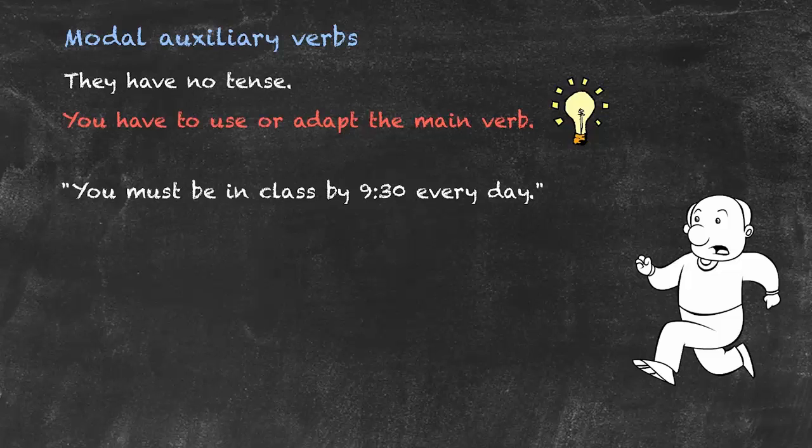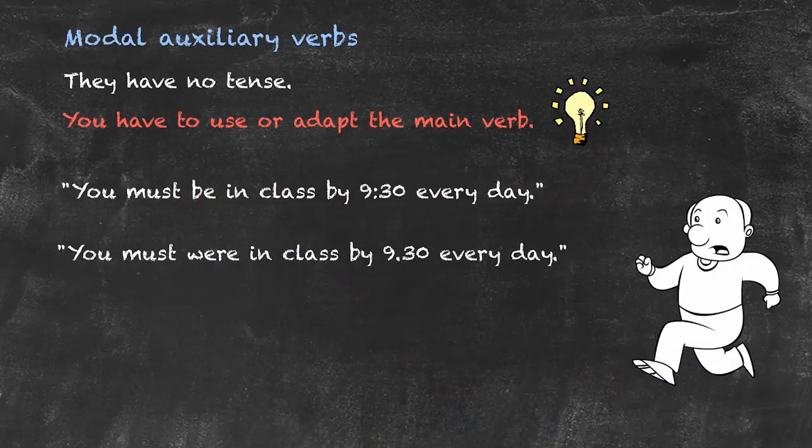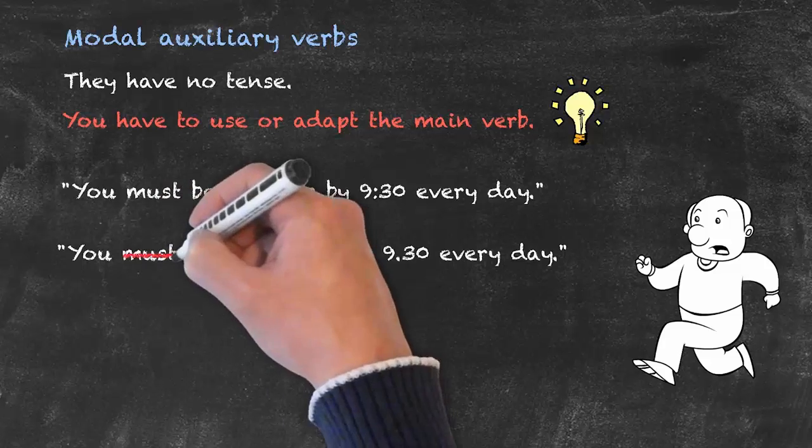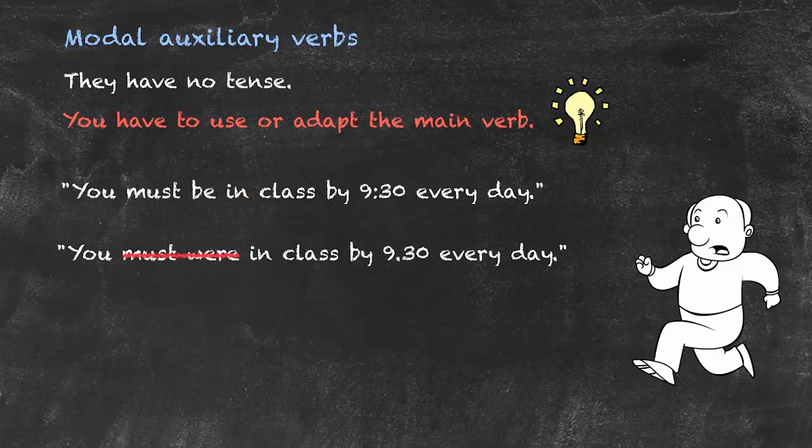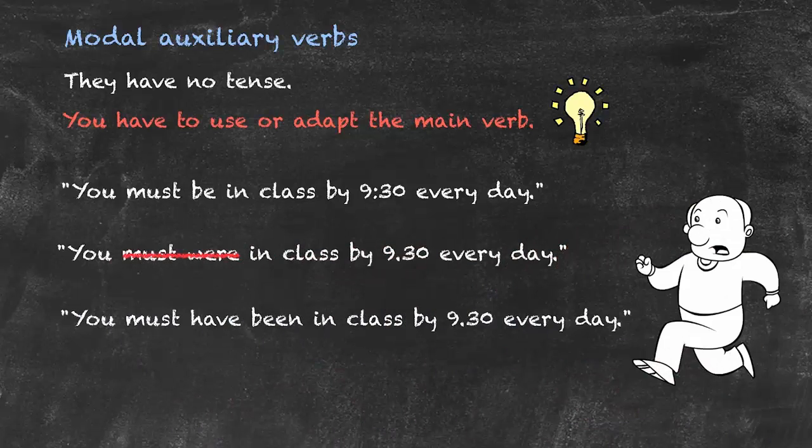If you wanted to talk about the past, students might initially feel that you can write a sentence like this. You must were in class by 9:30 every day, to express an obligation in the past. That is not the case. You might think that one way of approaching that could be, you must have been in class by 9:30 every day. Unfortunately, this is now not an obligation, but a deduction. So the modal auxiliary verb must, in this case, can't be used to talk about an obligation in the past.